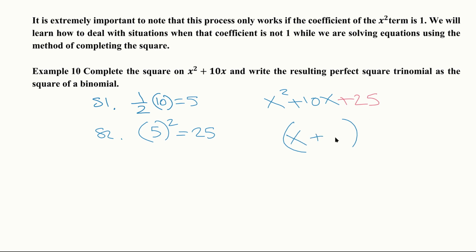Plus, here's a tip for you: whatever the result of step 1 was, you add it and then square it, okay? If that's positive, this is going to be positive. If that's negative, that's going to be a minus, okay? So the quantity x plus 5 squared is what we just created. So this is what we mean by completing the square.